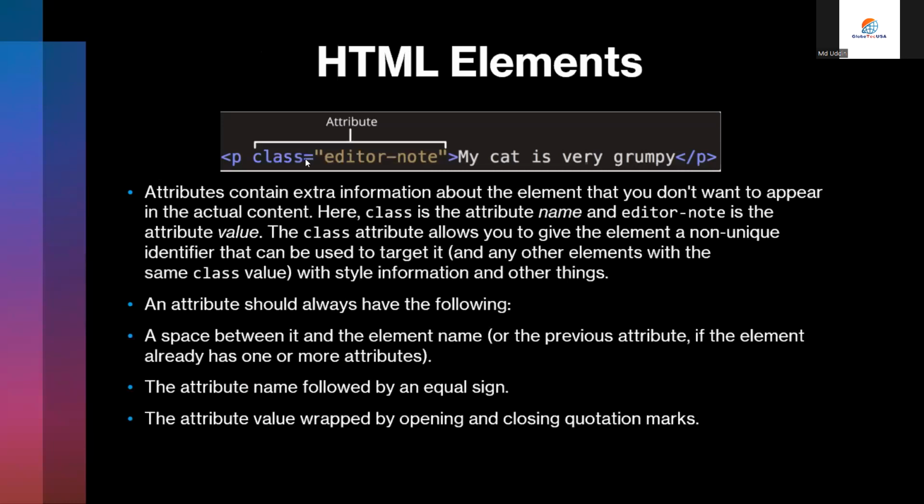And this should also be followed by the equal sign. And the attribute value wrapped by opening and closing quotation marks. And that value should be within quotation marks. So, editor's note, we have to quote it after the equal sign. And then we are giving our other elements information. My cat is grumpy.